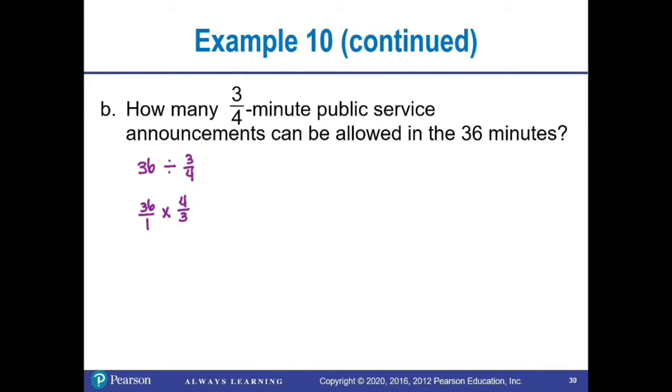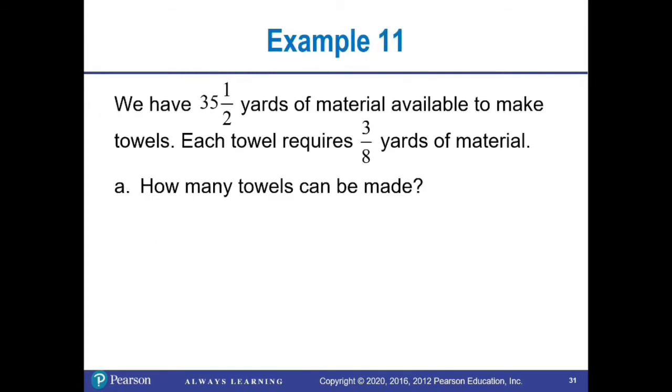And then multiply. Now here, I like to simplify first and then multiply. Remember, we can only simplify from top to bottom. 3 goes into itself 1 time, and 3 goes into 36 12 times. Multiply the numerators. 12 times 4 is 48. And multiply the denominators. 1 times 1 is 1. 48 over 1 tells us there are 48 public service announcements in the day. Look at the next example.